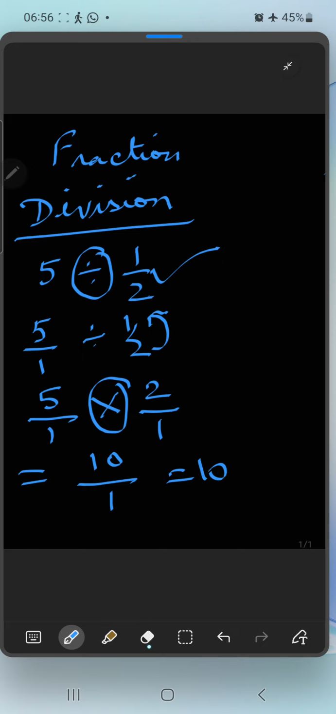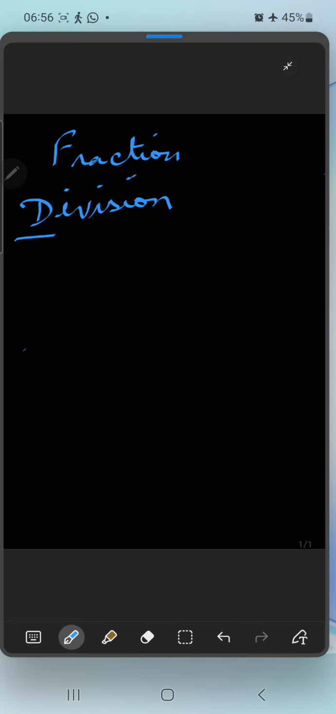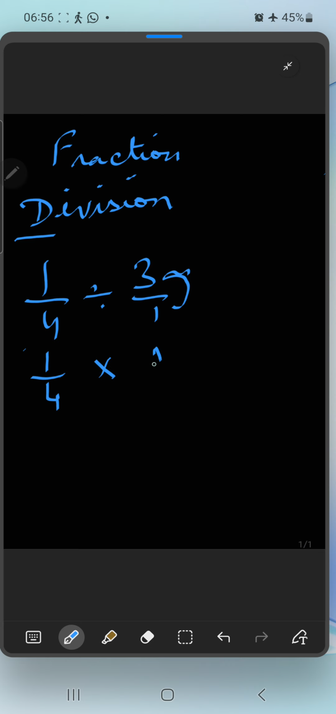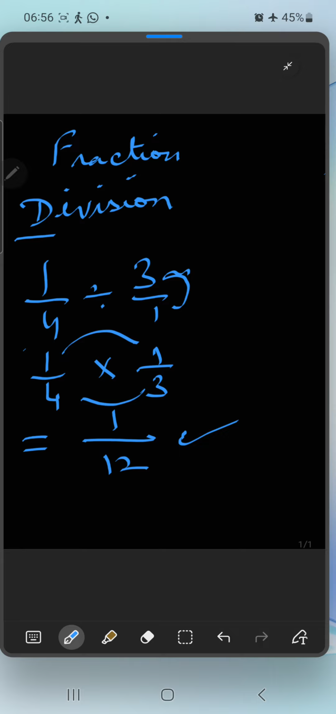Now I'm taking another example. If I have to divide 1 by 4 with 3 by 1, what I will do, I will write 1 by 4 as it is. We are converting the sign of division to multiplication. Then we have to reverse the digits. So it will be 1 by 3. 1 into 1 is 1 and 4 into 3 is 12. So the answer would be 1 by 12. It's as simple as that.